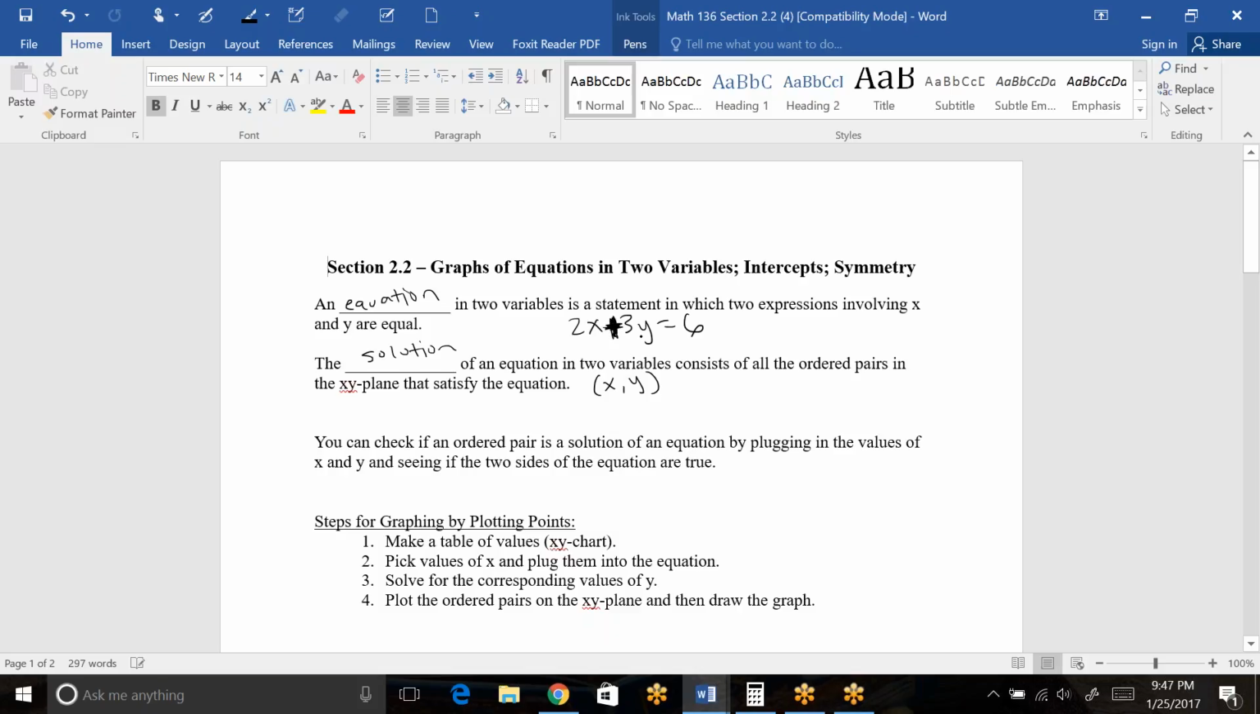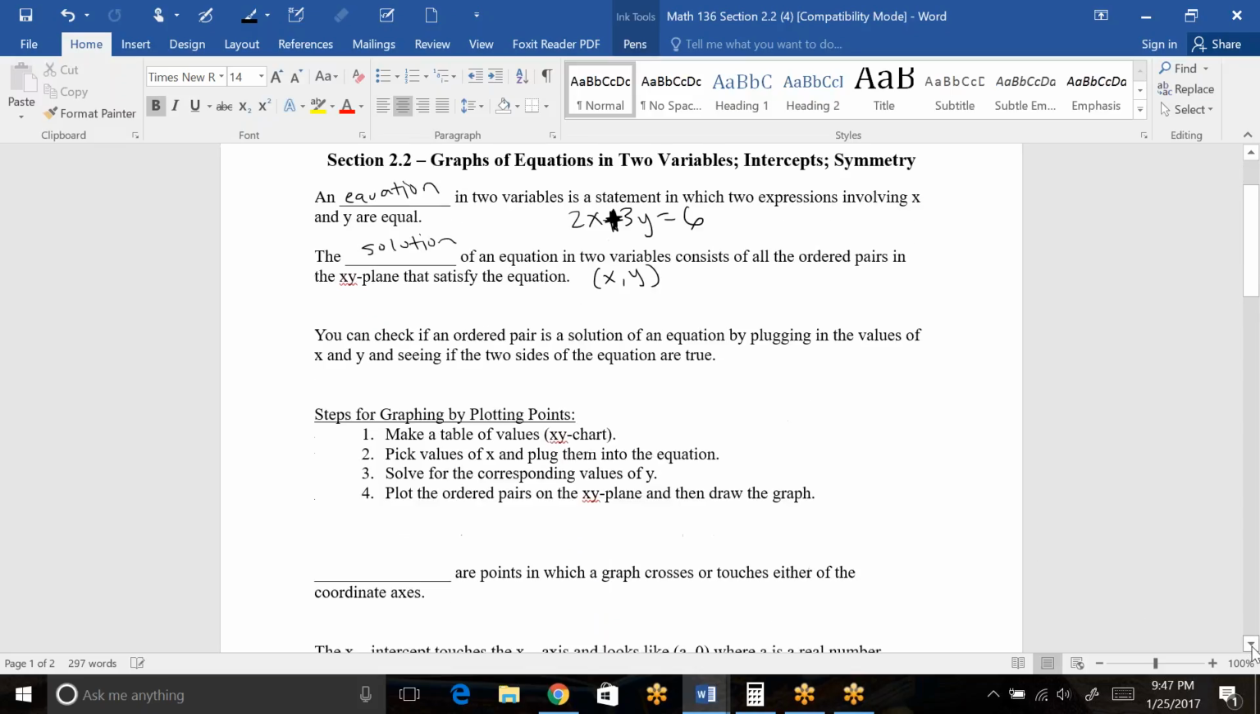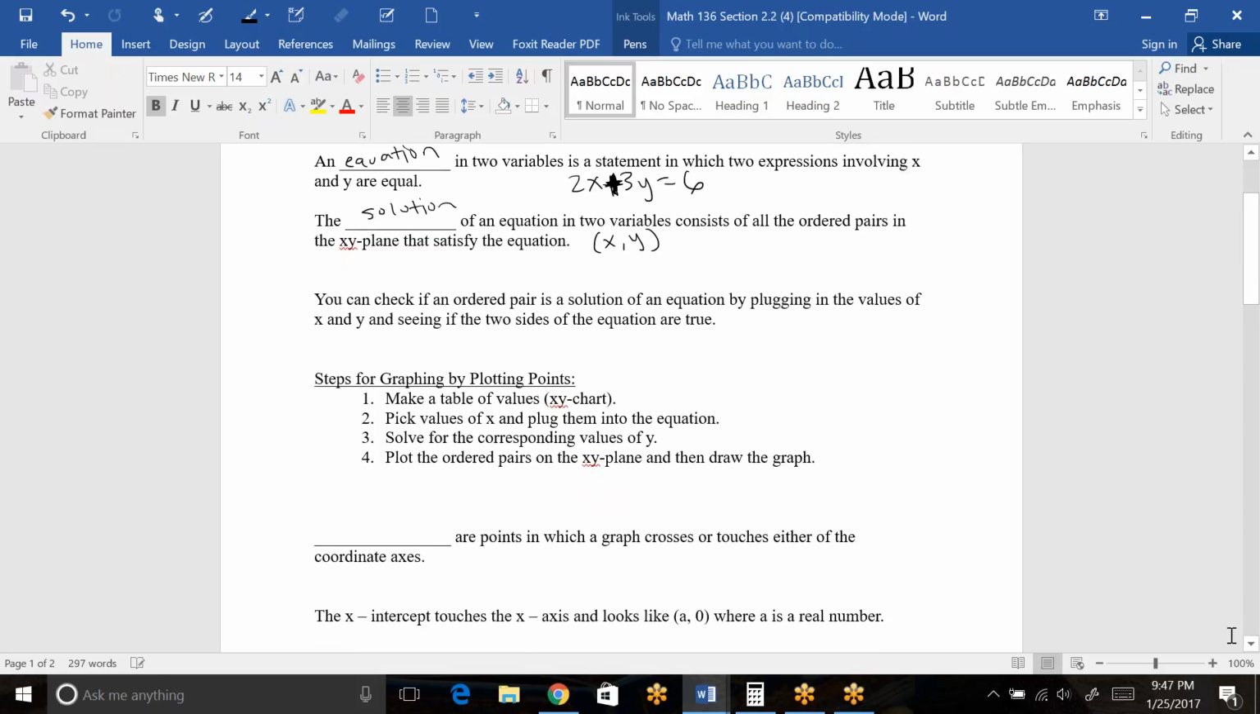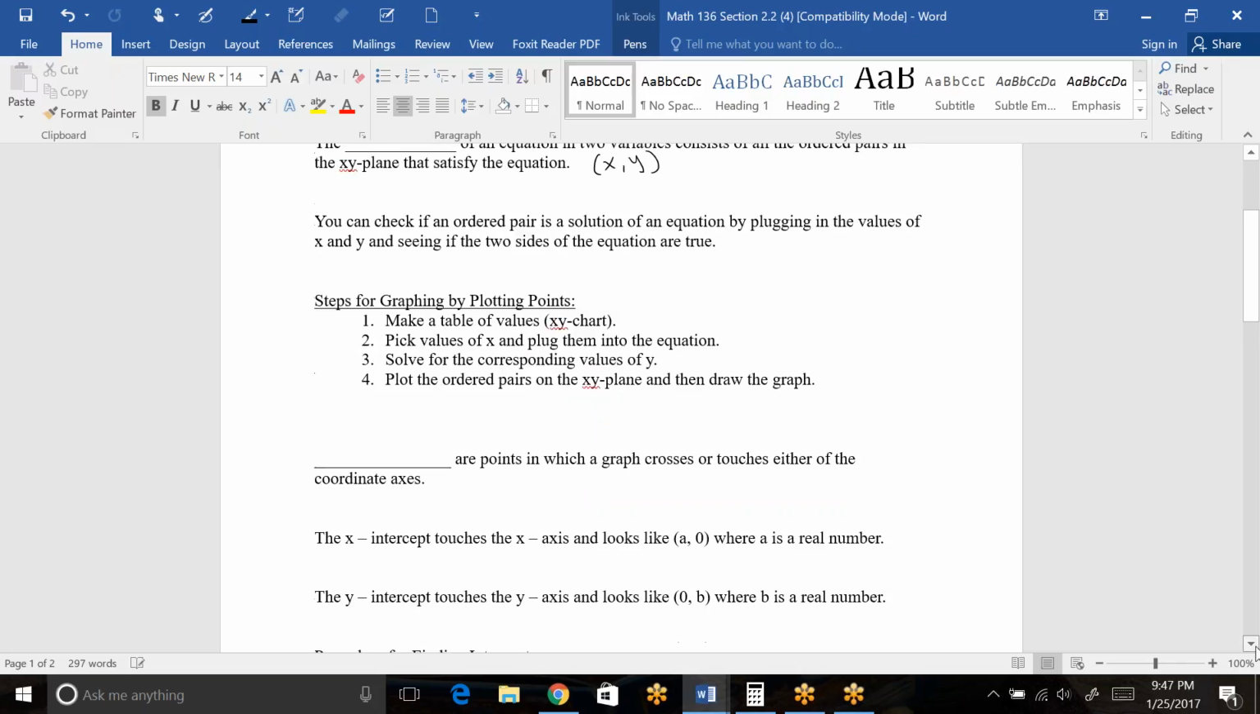And for us, now it doesn't have to always be linear, but for us this is the one we've been familiar with so far. Anything that works here and makes this true is going to have to be an ordered pair. We can always check to see if a solution is true by plugging it in to see if the left side equals the right side.